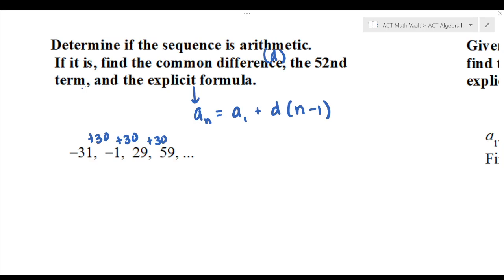So is it arithmetic? Yes, because that jump from one number to the next is the same number. It's a constant number that we are adding, 30. That number, 30, is the common difference. The a sub 1 is the first term. So this is negative 31.